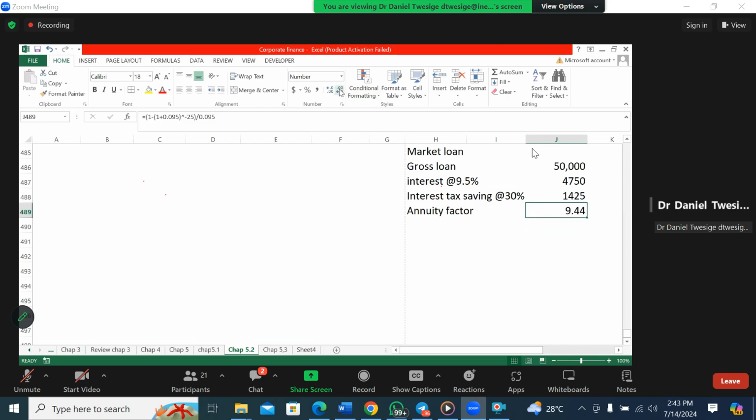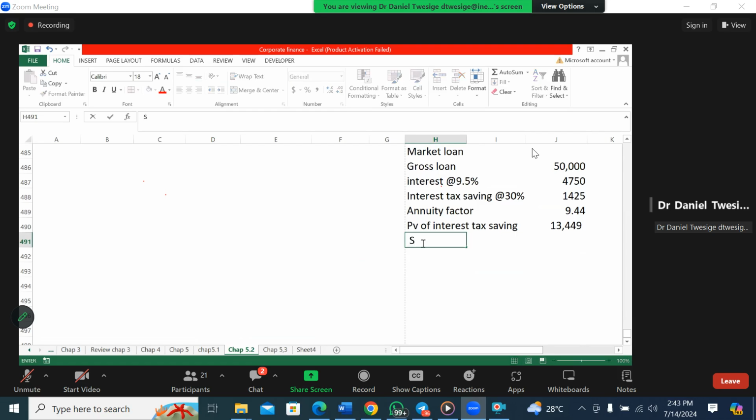So that's to put the smaller points. So our present value of interest tax saving will be this times this. That is one.